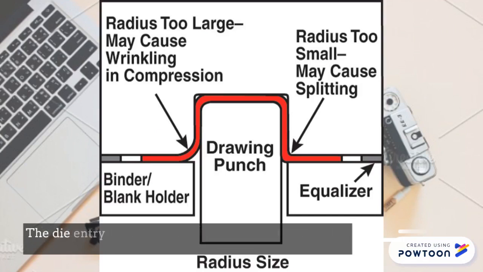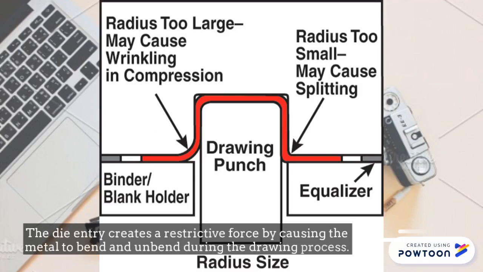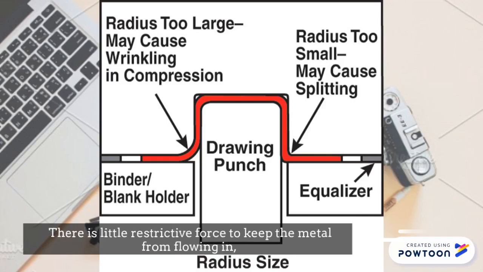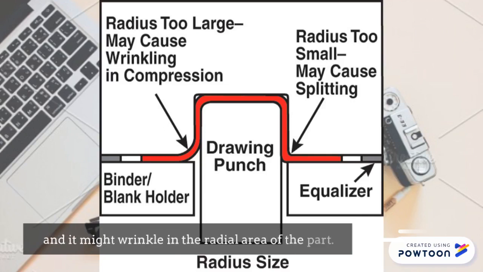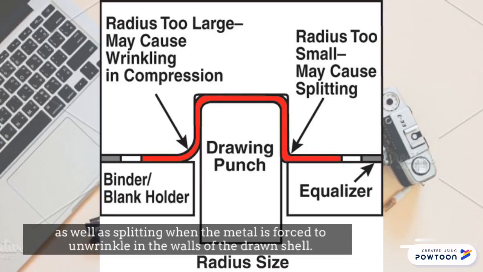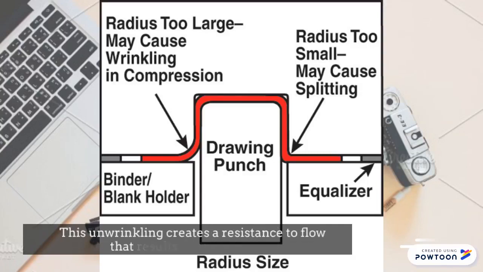The die entry creates a restrictive force by causing the metal to bend and unbend during the drawing process. If the die entry radius is too large, the metal is in compression. There is little restrictive force to keep the metal from flowing in, and it might wrinkle in the radial area of the part. This wrinkling can cause cosmetic problems as well as splitting when the metal is forced to unwrinkle in the wall of the drawn cells. This unwrinkling creates a resistance to flow that results in more stretch.